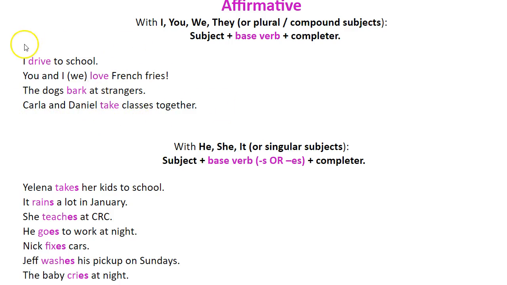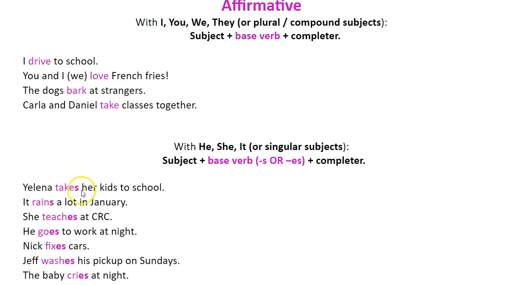So notice in each case we have a subject, we have a verb in the simple present, and then we have a completer, some words after the verb. Now, with he, she, and it, or singular subjects, the organization of the sentence should be subject plus the base verb with s or es plus the completer.